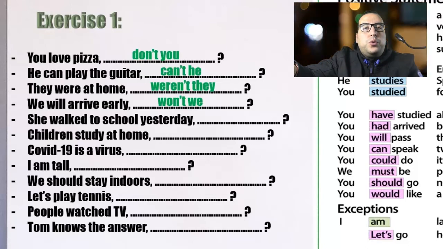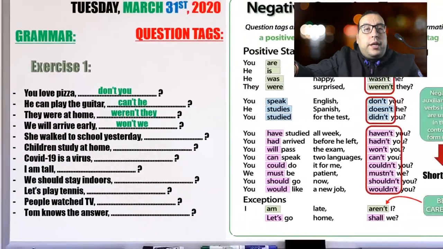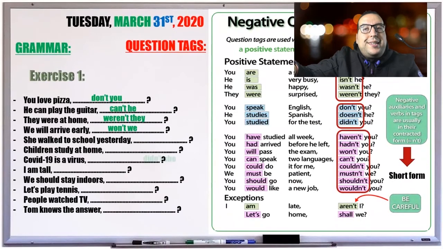She walked to school yesterday. So we have an ordinary verb, not to be and not a modal, and it is in the past form because it finishes with ed. So we give the verb to do in the negative form in the past, which is didn't she. Now take a look at the rest of the answers. Yes, this is the rest of the correction.